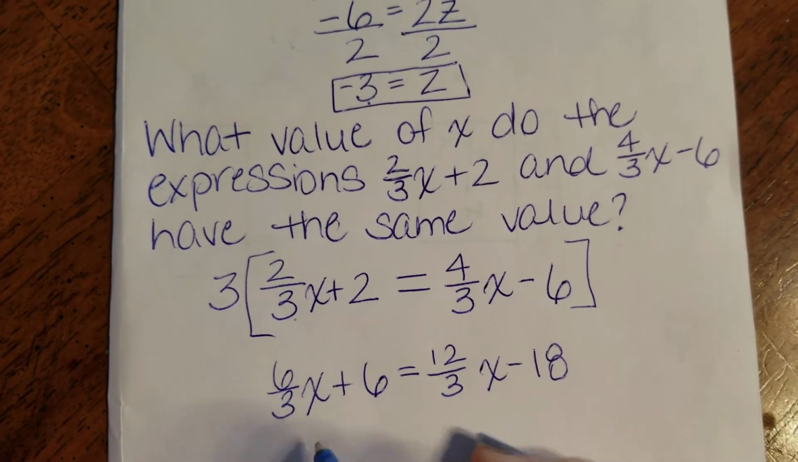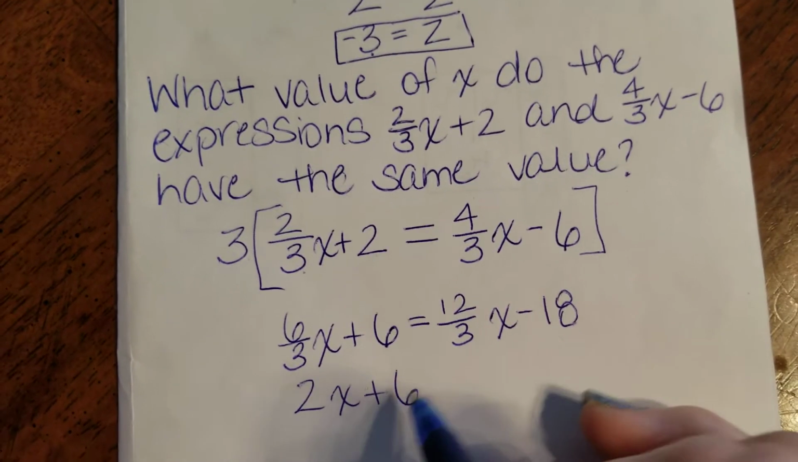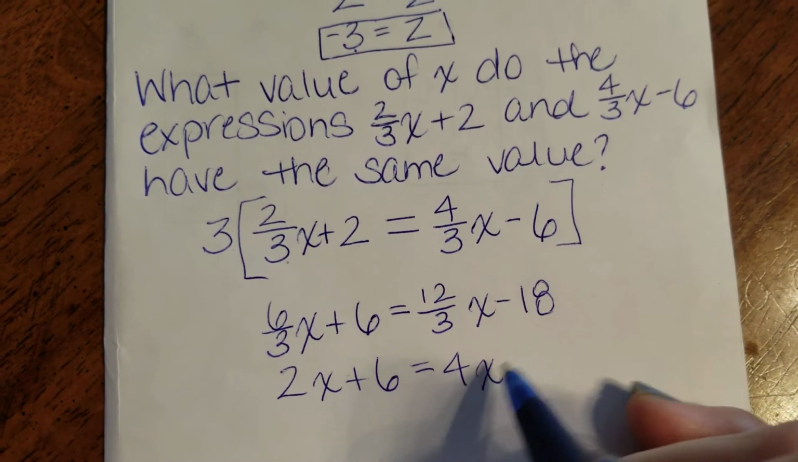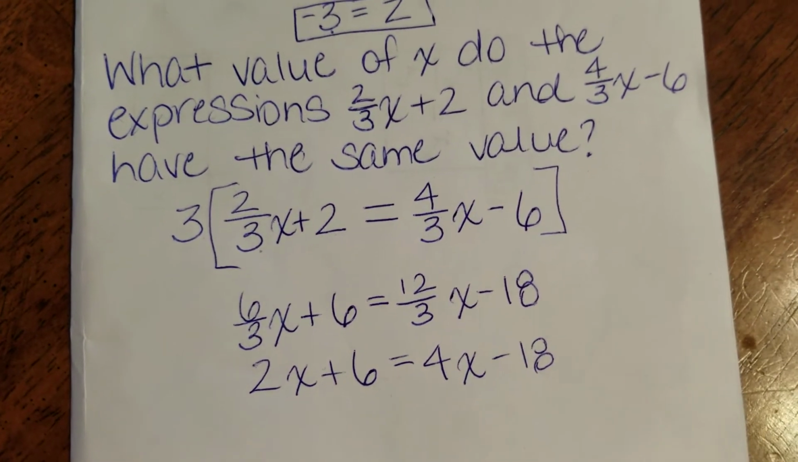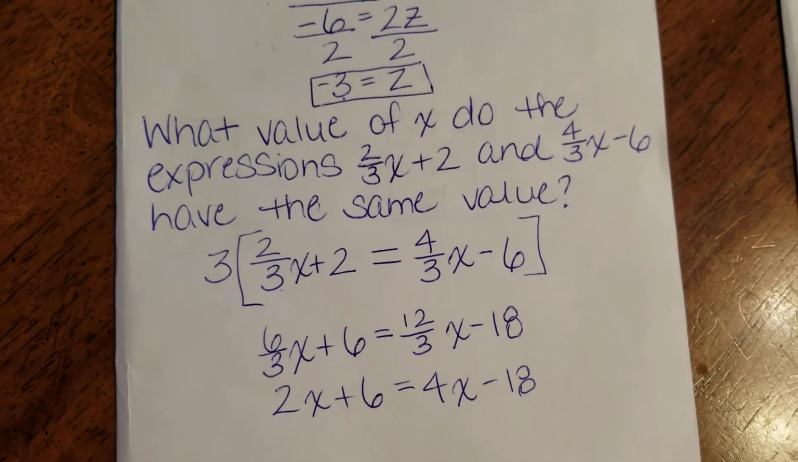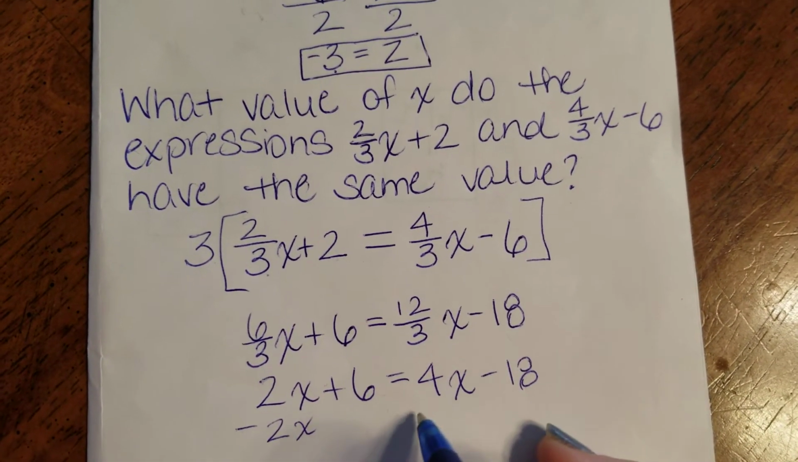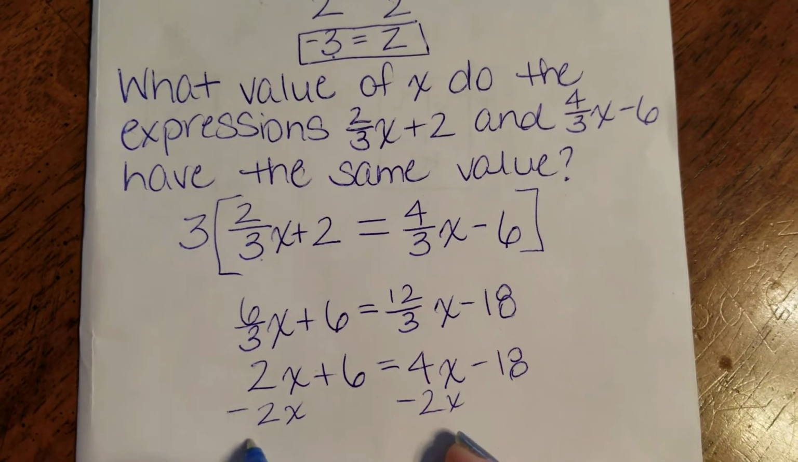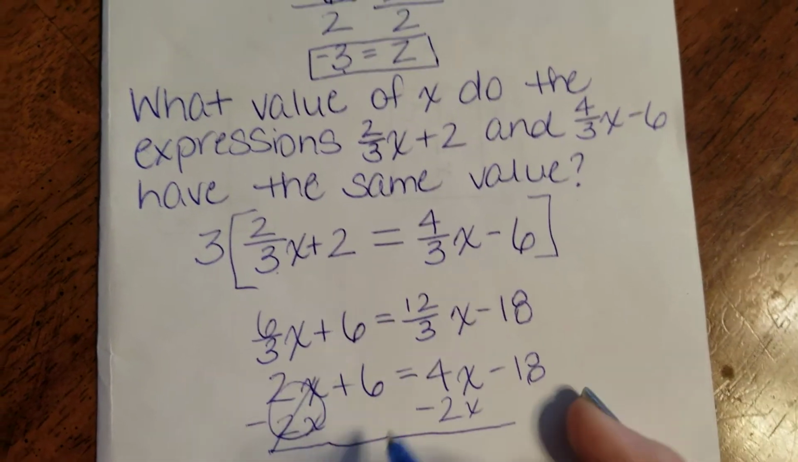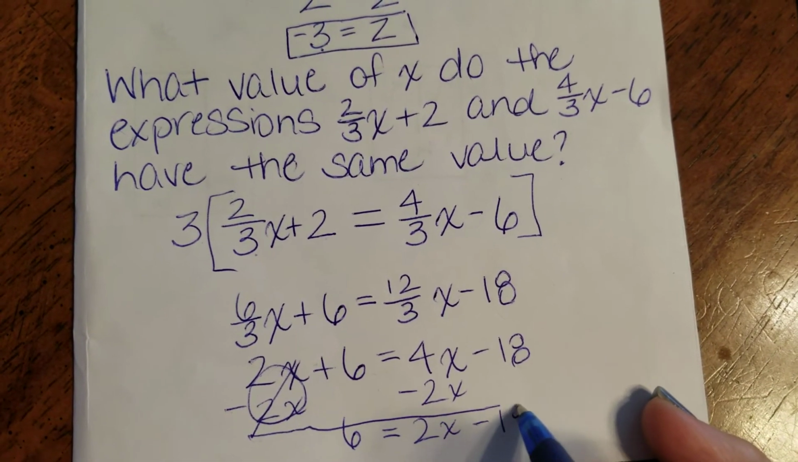Now we can simplify and get 2x plus 6 equals 4x minus 18. Now you should be able to go ahead and combine your like terms. Subtracting 2 x's from this side and this side, that is going to give us 0 here. So 6 is going to equal 2x minus 18.